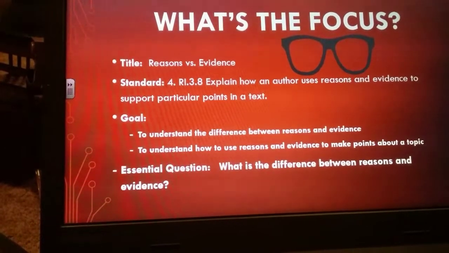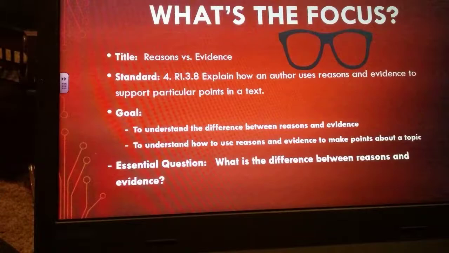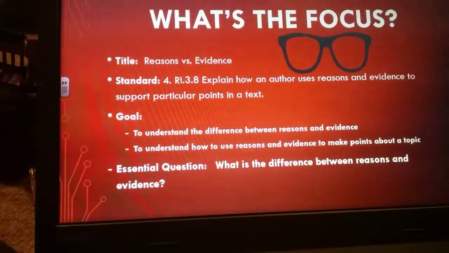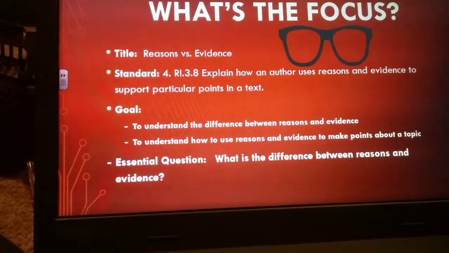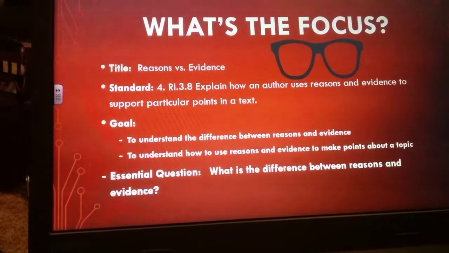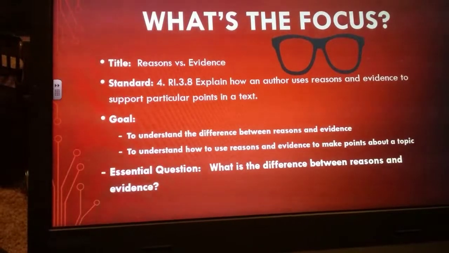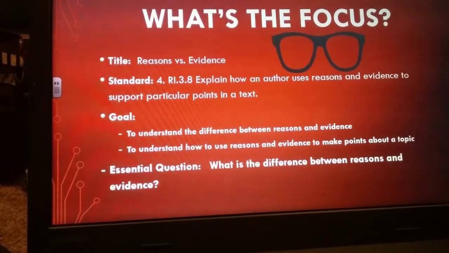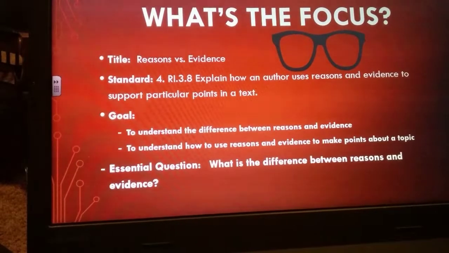Okay, here is our focus for today. The title is Reasons versus Evidence. Your standard is to be able to explain how an author uses reasons and evidence to support particular points in a text. Here are your two learning goals. Learning goal number 1, to understand the difference between reasons and evidence. The second learning goal for you is to understand how to use reasons and evidence to make points about a topic. So guys, our essential question is, what's the difference between reasons and evidence? And you're going to find that out next.